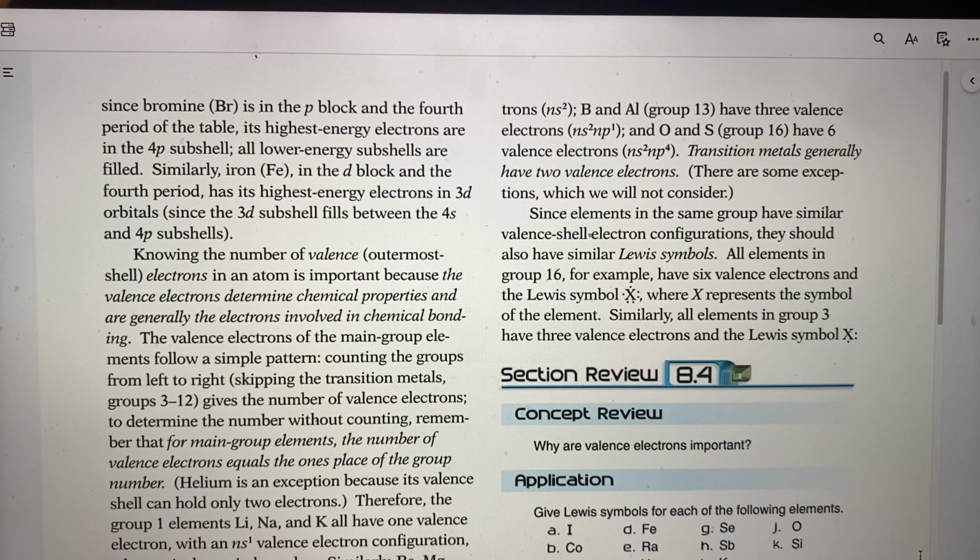So anyway, since elements in the same group have similar valence shell electron configuration, they should also have similar Lewis symbols. Remember those Lewis symbols. All elements in group 16, for example, have 6 valence electrons, and the Lewis symbols would be like that, with the 6 valence around that X, where X represents the symbol, right?